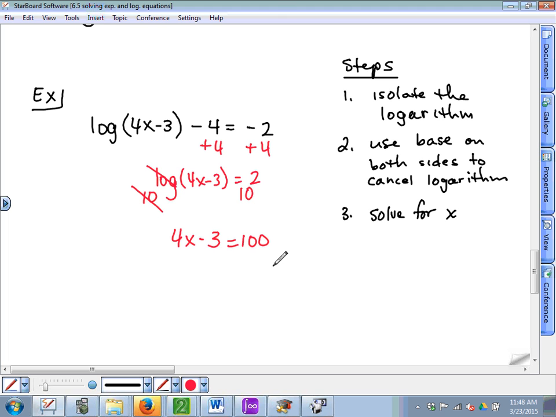Add the 3 over. Divide by the 4. You get 25 and 3/4, right? It's 25.75.